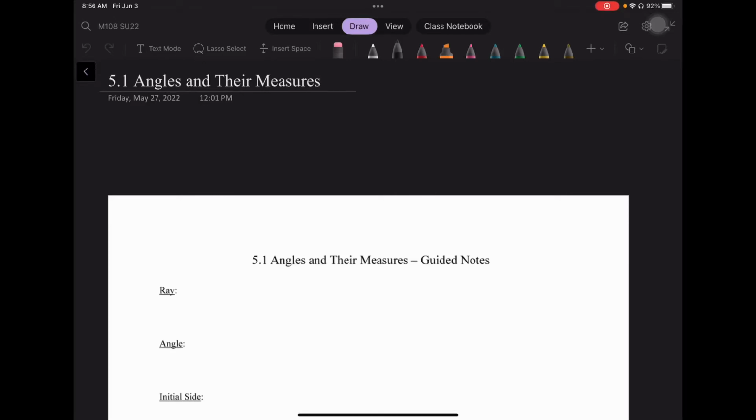Welcome to our series on trigonometry. We are going to start out with angles and their measures. We'll talk about what a ray is, what the different angles are, degrees and radians, and go from there.